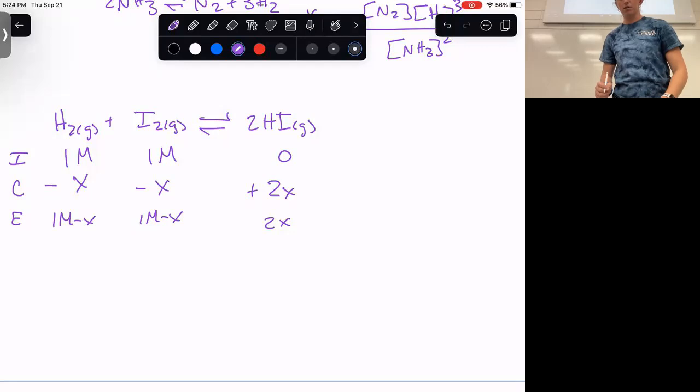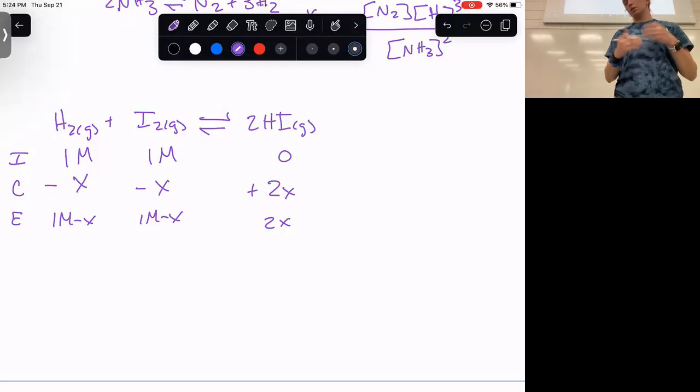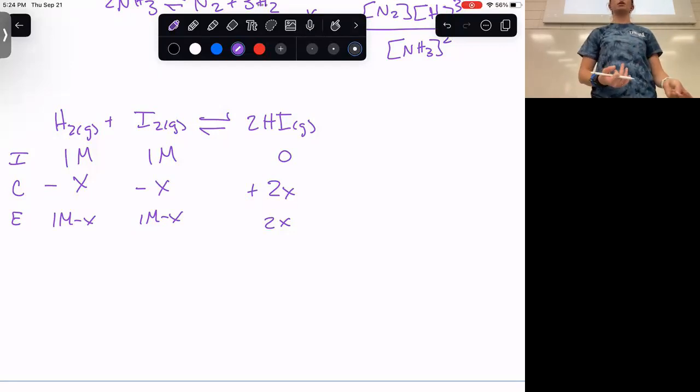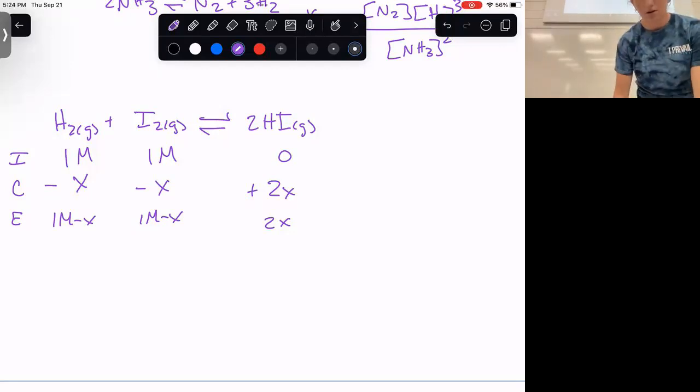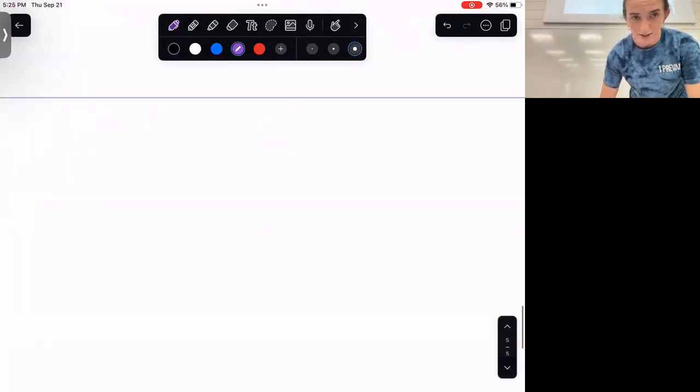Alrighty. Any other questions on the ICE table? He walks you through this step in your notes, without necessarily using initial, change, equilibrium, but that's what ICE stands for. Okay, so we could have a practice question.